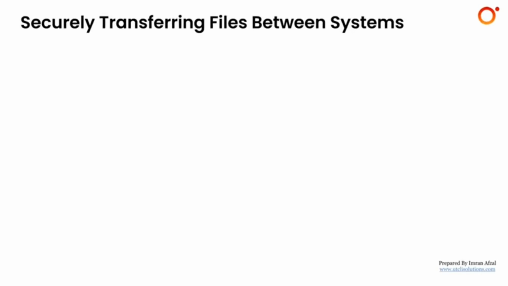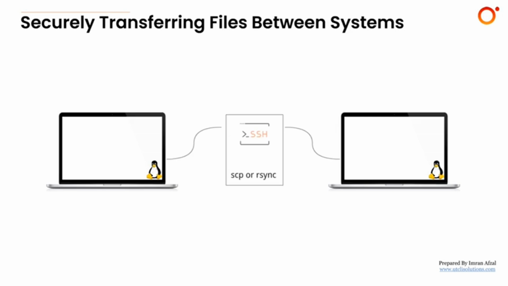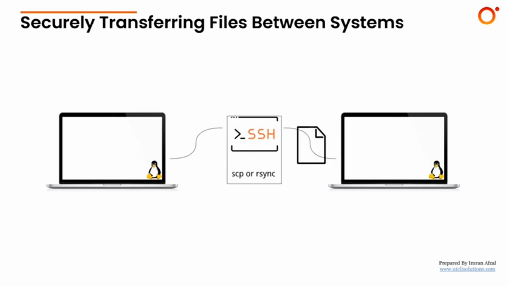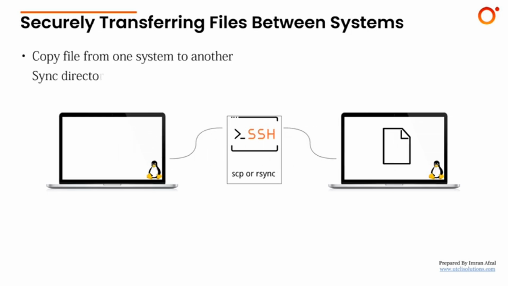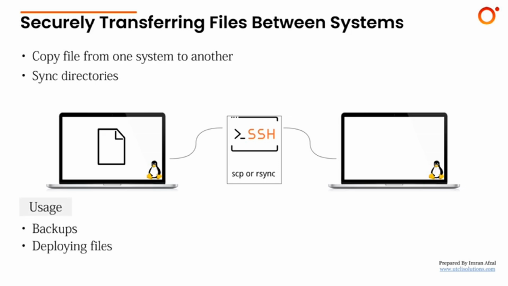Hey folks, in this lecture we're going to learn how to securely transfer files between Linux systems using SCP and Rsync over SSH. These tools are widely used in production environments and are also part of the RHCSA exam objectives. You may be asked to copy a file from one system to another, sync directories, or even verify that the files were transferred successfully. This skill is extremely useful in real-world administration, whether you're taking backups, deploying files, or collecting logs from a remote server.